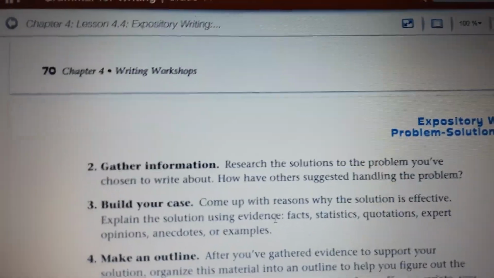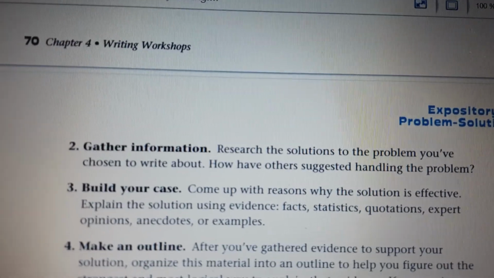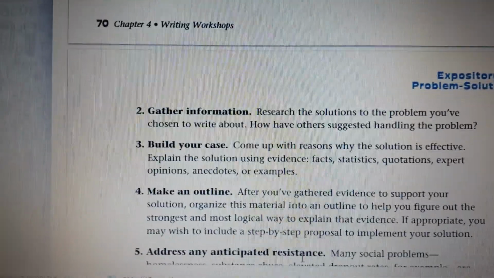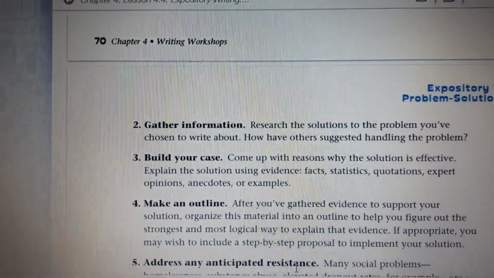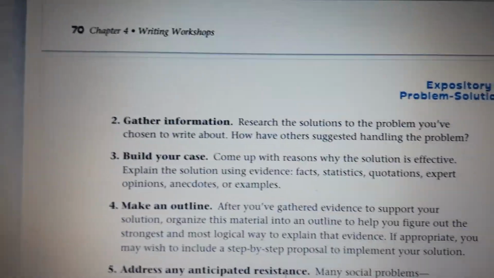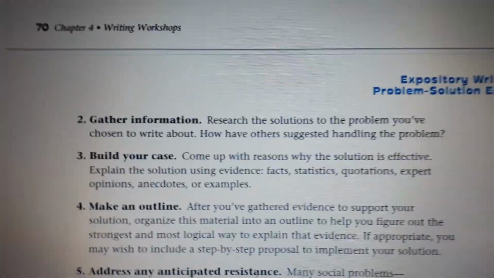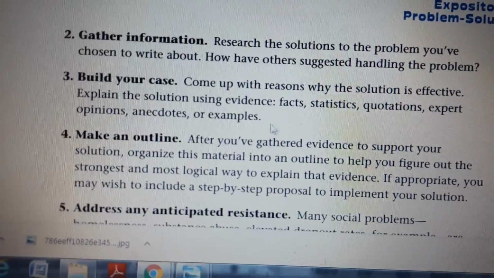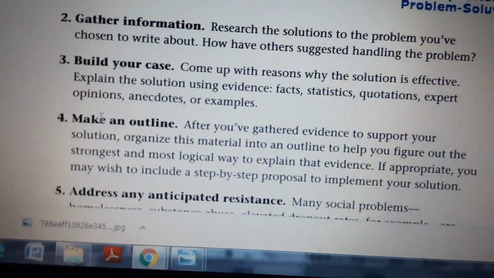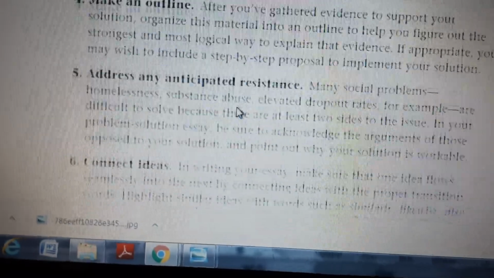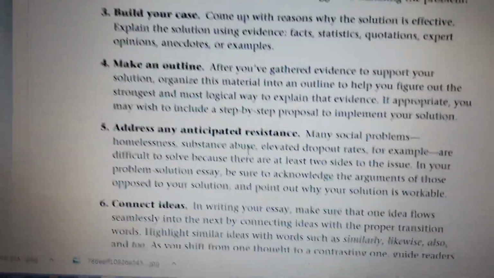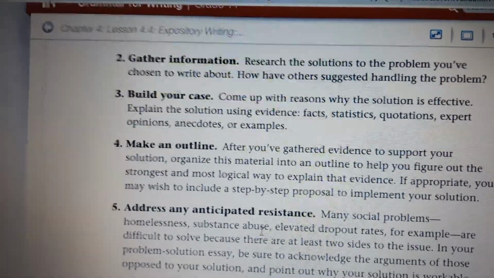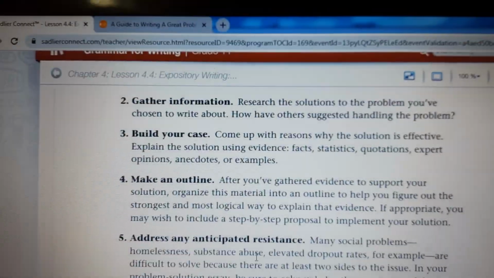Build your case, come up with reasons why the solution is effective. So let's say you came up with a good solution. Come up with reasons why your solution and your point of view is effective, and explain the solution using evidence, facts, statistics, quotations, expert opinions, anecdotes, or examples. You can maybe compare, or you can say like in other cities they have this, so why don't we do the same.